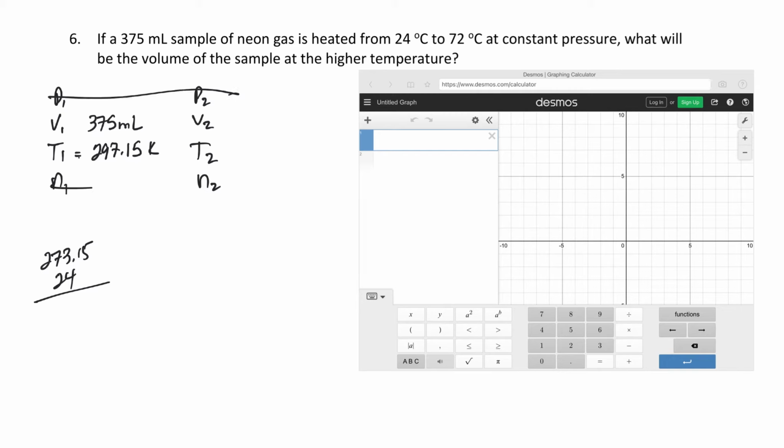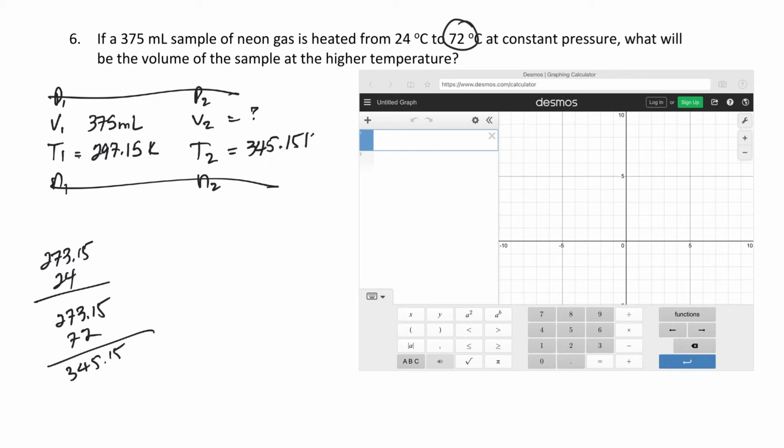Pressure's a wash. They don't say that they're removing any gas. So they want to know what the volume will be at this higher temperature. 273.15 plus 72, so it'd be 345.15 Kelvin. Okay, so I have volume and temperature, so that's vast trees. It's got to be Charles's law. I'm liking my new way of remembering those. Vast trees. Charles' law, which says V1 over T1 equals V2 over T2.